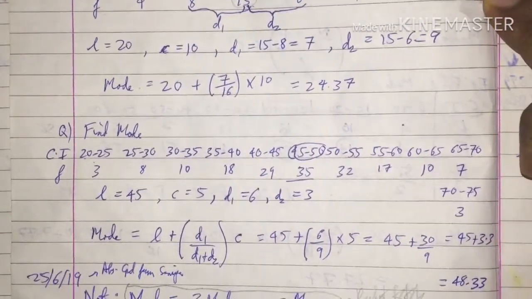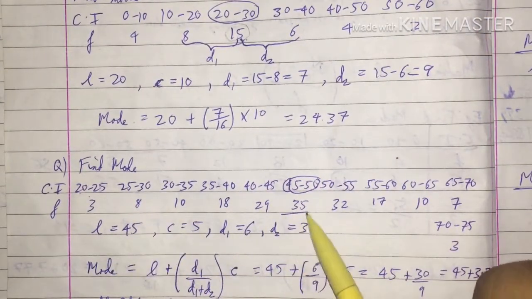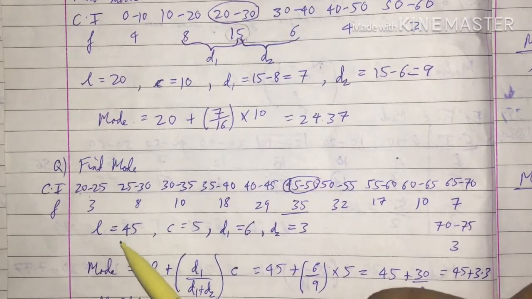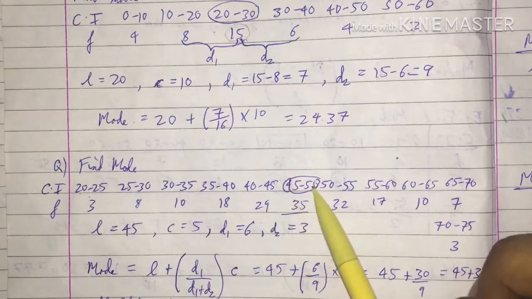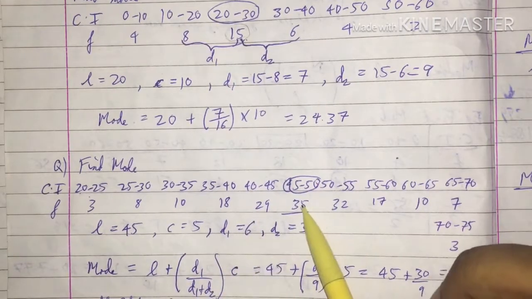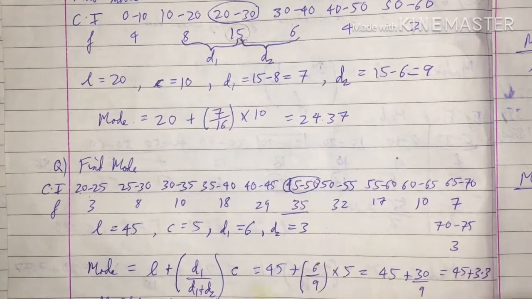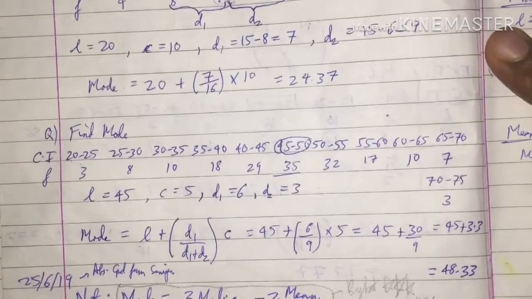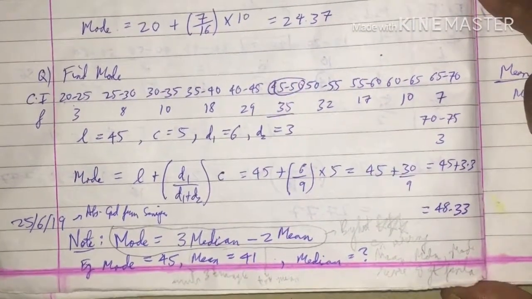Another example. Find the mode. Class interval and frequency are given. This is the maximum frequency, and the corresponding class interval. L will be 45, which is the lower limit. C is the class size, 5. D1 is 35 minus 29, which is 6. D2 is 35 minus 32, which is 3. Substituting in this formula, we get 48.33.